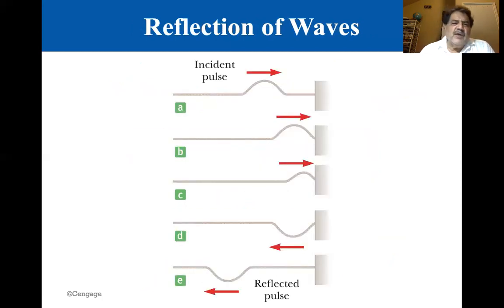Okay, reflection of waves. If you have an incident pulse coming at an anchored position, notice the position is anchored. As it hits the anchored position, it reverses direction. The reflected pulse changes phase. It's a downward going pulse now.